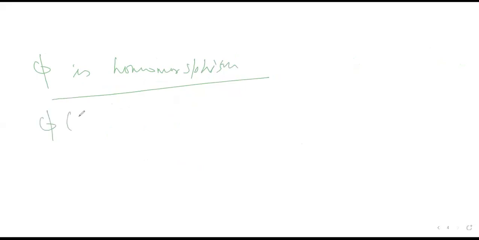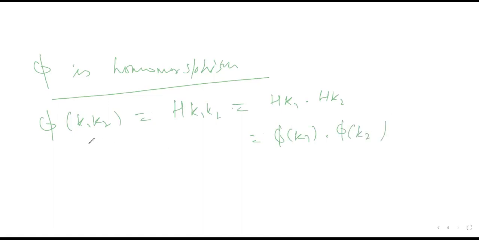Now, what we have to prove? Phi is a homomorphism. How do you prove phi is a homomorphism? You will take phi of k1 k2, which will be H k1 k2. We know that in cosets, this can be written as H k1 into H k2. We know that H k1 equals phi of k1, and H k2 equals phi of k2. So phi of k1 k2 equals phi k1 into phi k2. Therefore, this is a homomorphism. This is also checked.